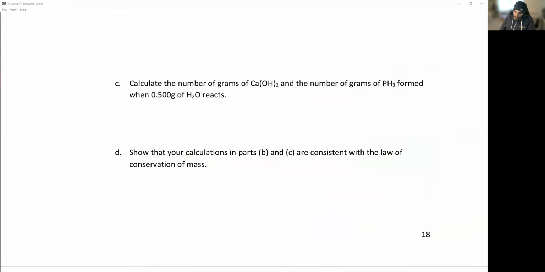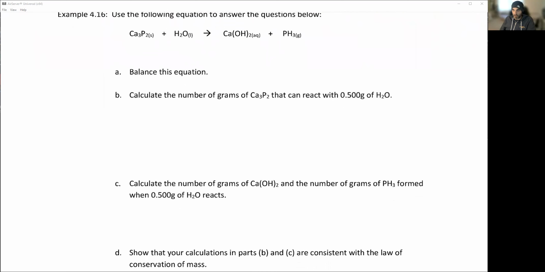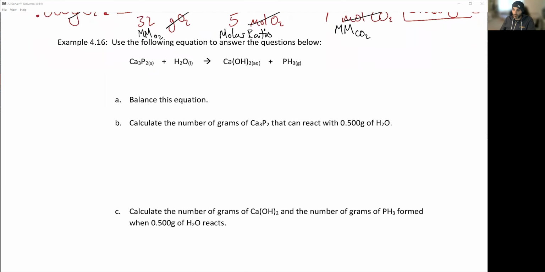All right, good. So get this done. We're going to do a bunch of these in class, and we're going to do more complex ones in the coming days. So great.